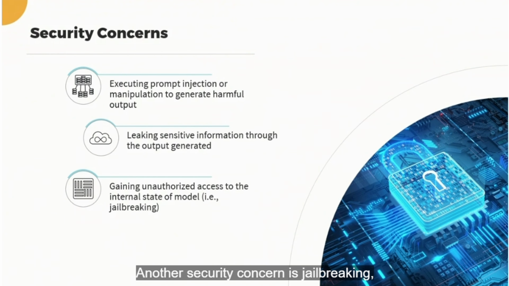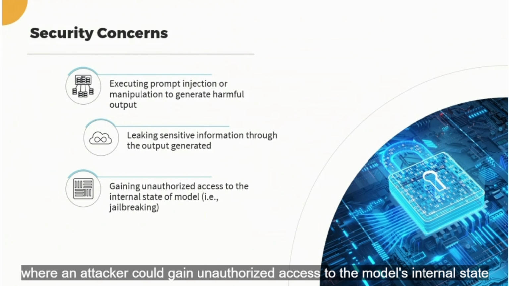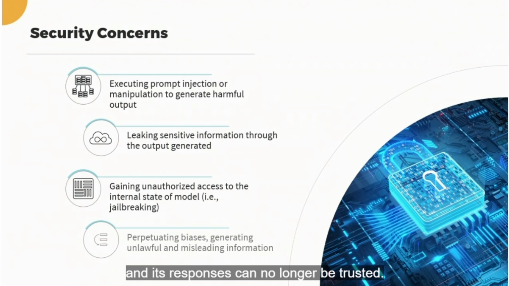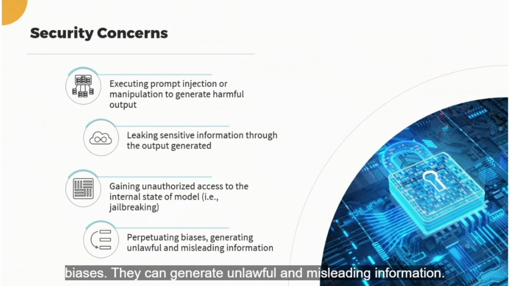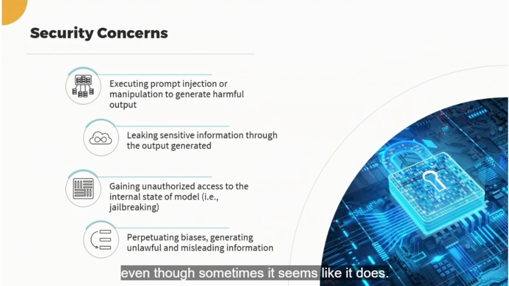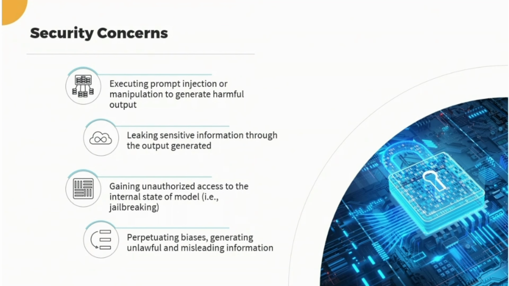Another security concern is jailbreaking, where an attacker could gain unauthorized access to the model's internal state and parameters, which means the model is now vulnerable and can be attacked and its responses can no longer be trusted. And one last security vulnerability to be aware of: models can perpetuate biases. They can generate unlawful and misleading information. Remember, the Gen AI model has no concept of right and wrong, even though sometimes it seems like it does.